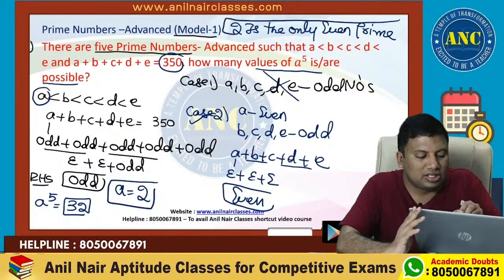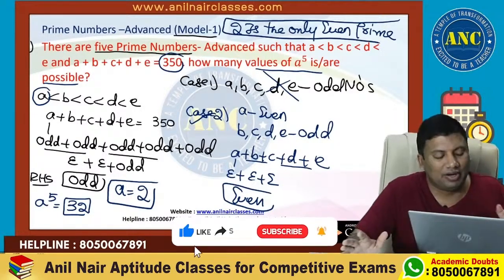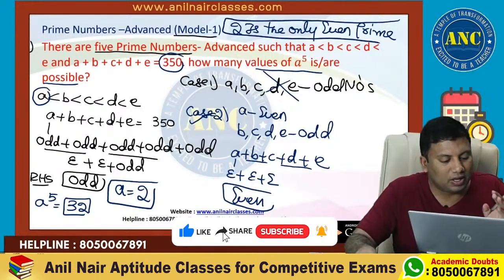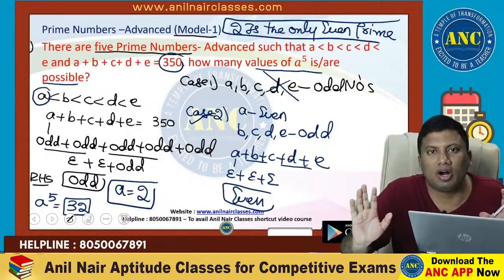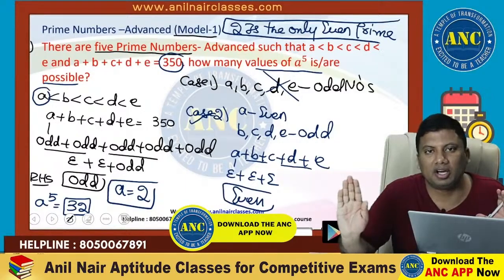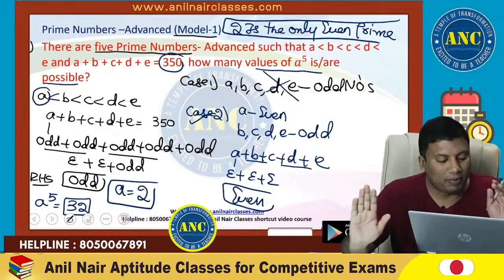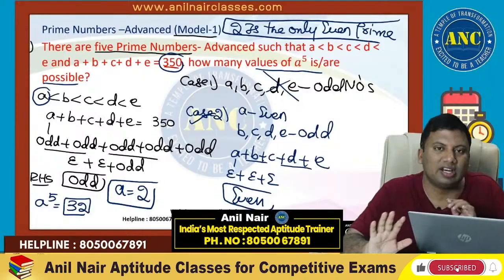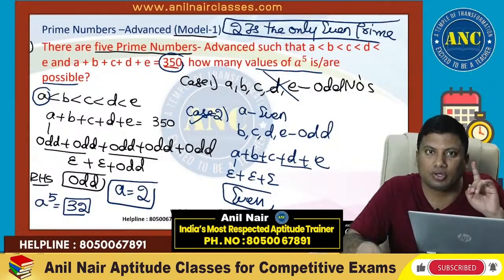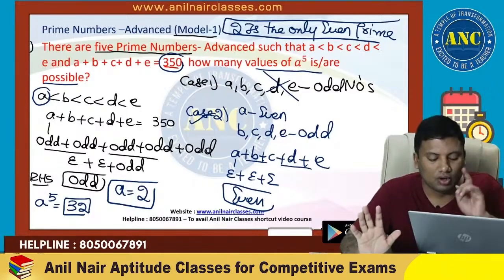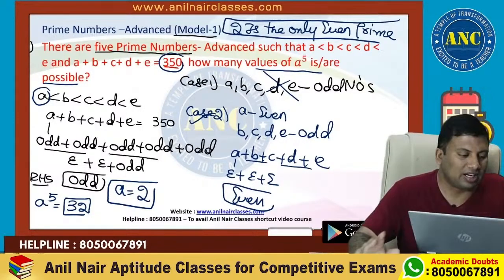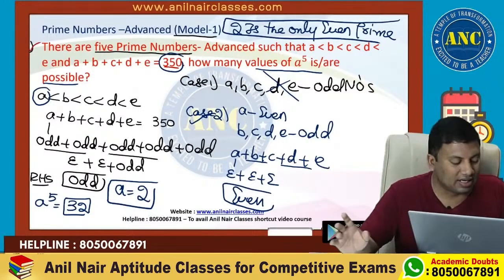How to use this concept? In finding the value of a variable. A plus B plus C plus D plus E is 350. Now if you see here, all of them are odd numbers. Odd, odd, odd, odd, odd, the answer I will get is odd. But in the question, 350 is an even number. One of them has to be even. What is the smallest prime number and even? 2. The answer is 2 power 5, 32. Model number 1, it is clear.